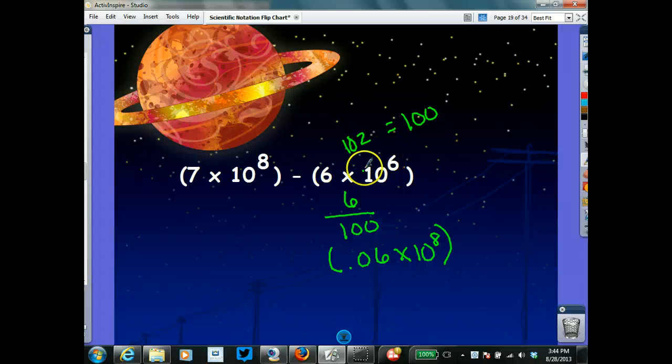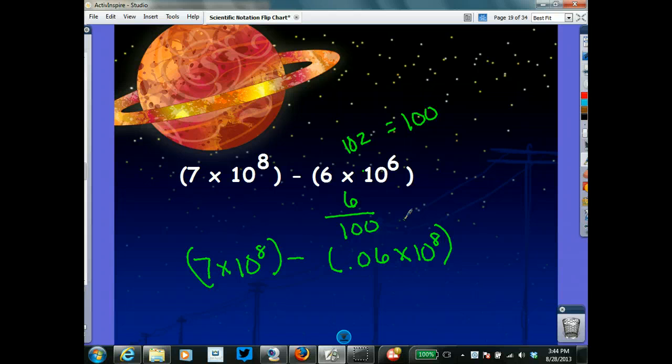Again, here we go. I said there's a difference, so it can't combine, right? There's a difference of 2 here. So I look at it as 10 squared, that's 100. So I'm going to say 6 divided by 100, 0.06 times 10 to the 8th. I did not change the first one, so I'm still saying 7 times 10 to the 8th minus this. Now you have the same exponent, so now you can actually combine it.